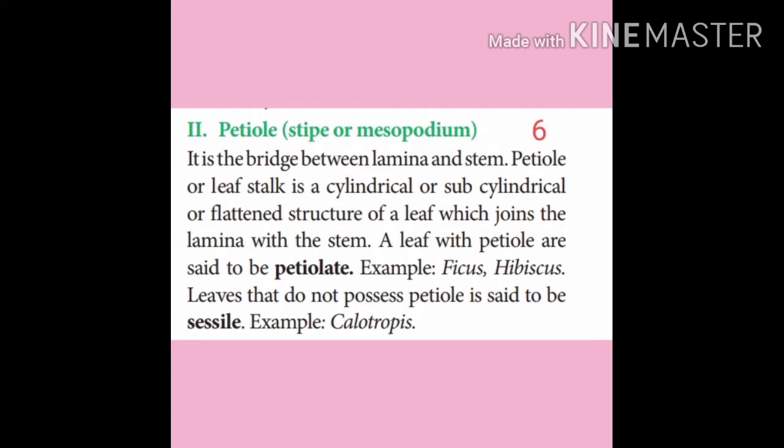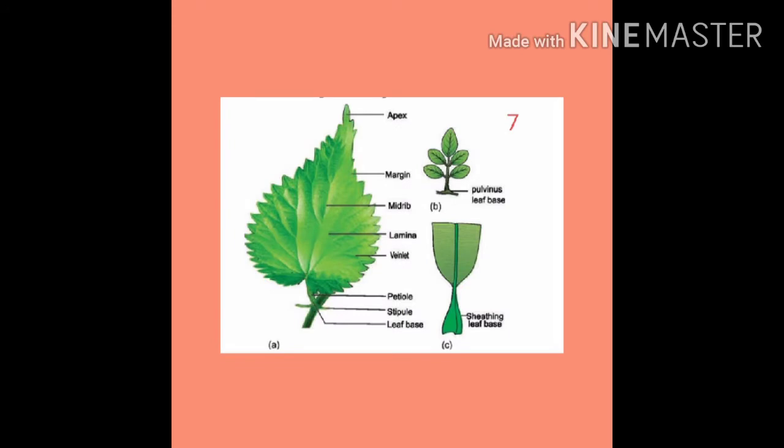So this will have a strong connection between the lamina and the stem. If the leaf has a stalk, then we describe the leaf as a petiolate leaf. If the petiole is not present, some of the leaves do not have the stalk, then you describe them as a sessile leaf. You can clearly see the base of the leaf, hypopodium, in this picture.